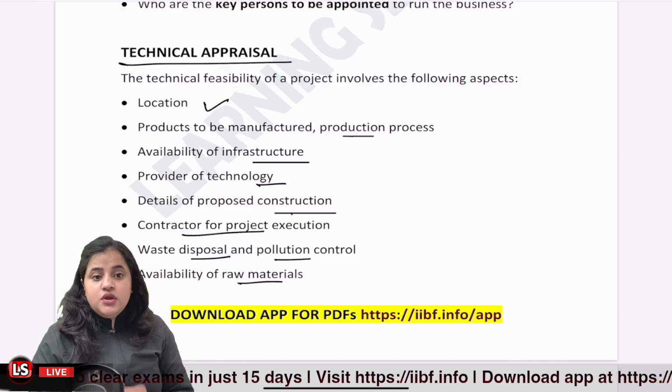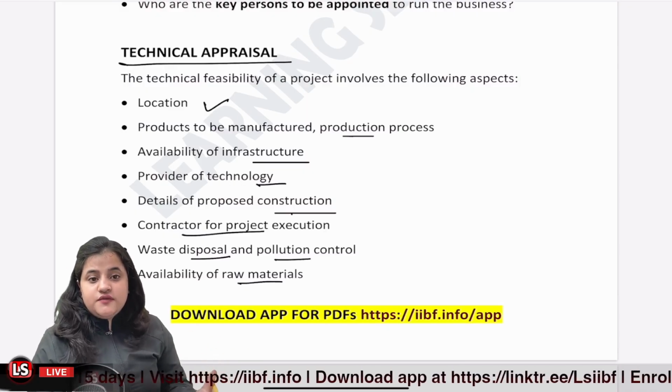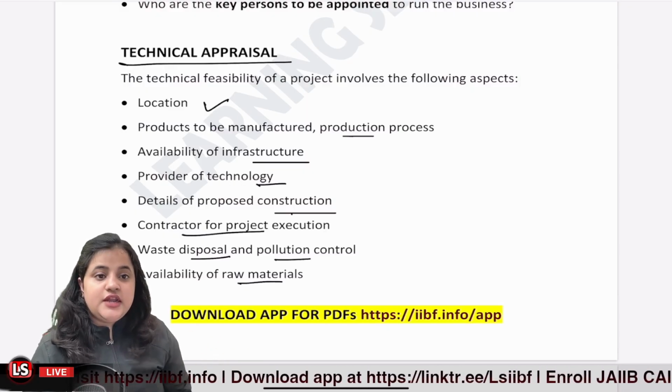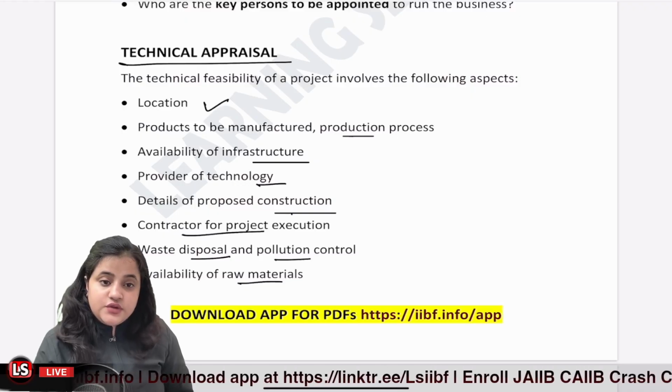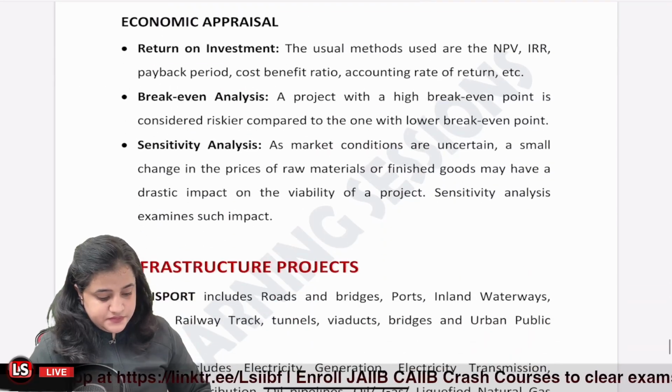These are some non-monetary factors that also need to be considered. Monetary factors we can consider with the help of NPV and IRR, but some non-monetary factors we need to consider before taking the decision, and these are the factors.